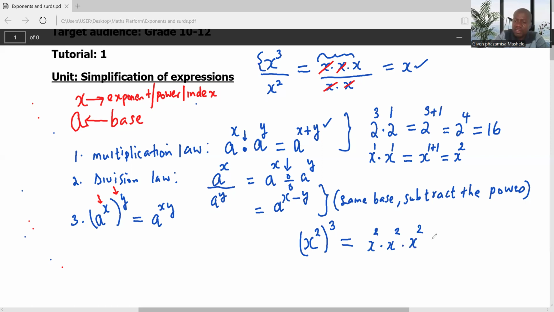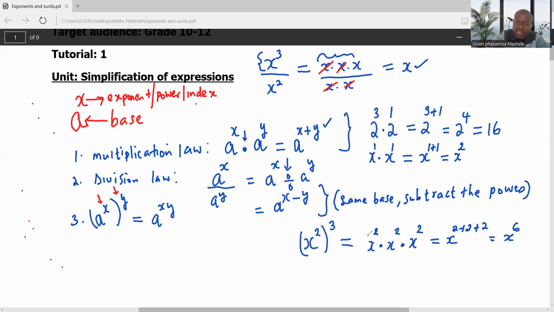Then obviously, here we remained with multiplication in between. And we know the law of multiplication says, as long as you are dealing with multiplications that have the same base, we take one base and we add the exponents. So this will be 2 plus 2 plus 2, which gives us x to the power of 6.